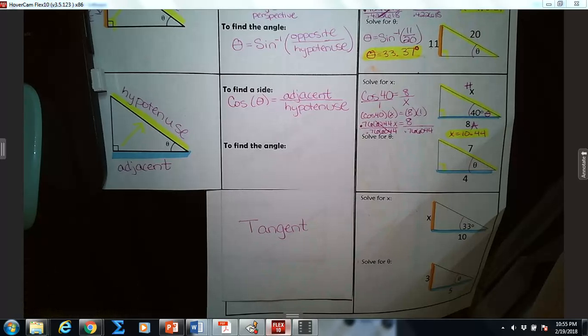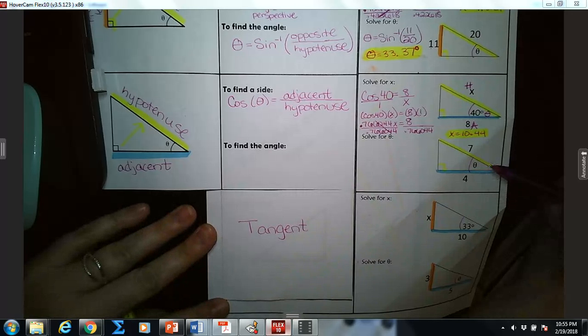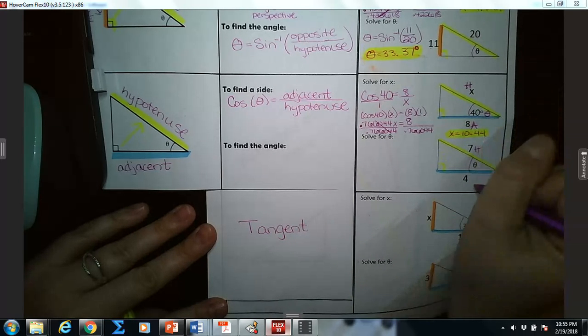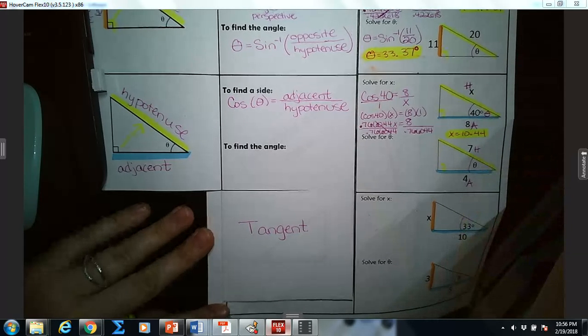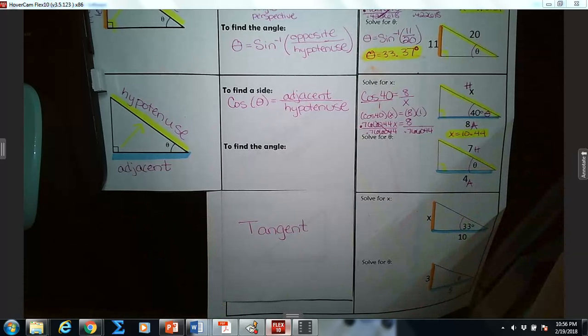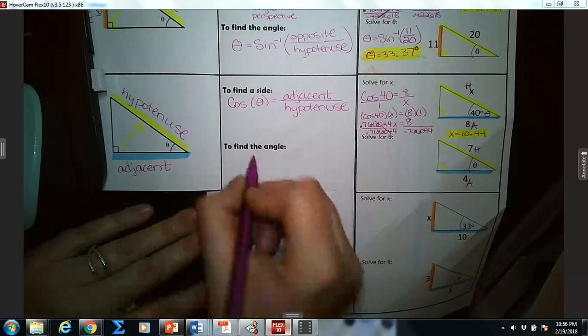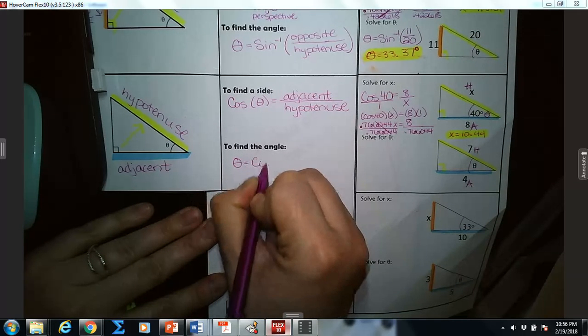All right, let's do another. But this time, let's solve for an angle. It's still a cosine problem because check out the picture. We're still working with the hypotenuse and the adjacent side. If we're using these two sides, we're using cosine to solve. To solve for an angle, that's when we use the inverse trig function.